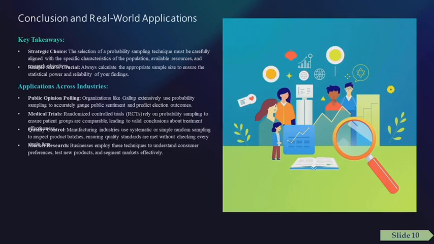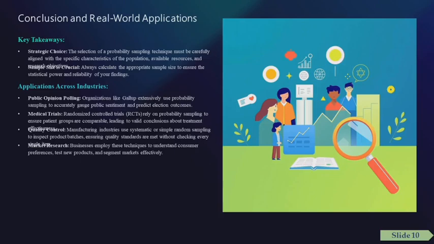In conclusion, choose techniques strategically based on population, resources, and objectives. Always ensure you calculate sample size for statistical power. The application of this method is suitable for public opinion polling like Gallup. Use this to predict elections. Medical trials ensure comparable groups for treatment insights.